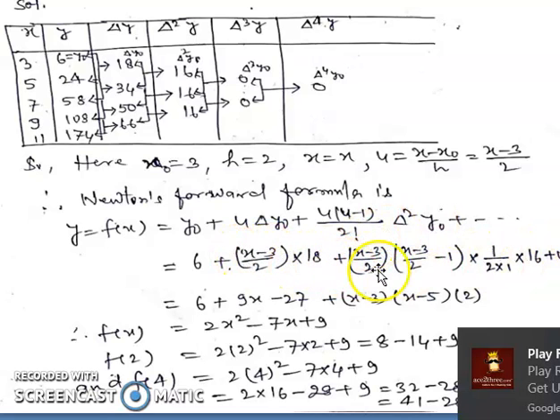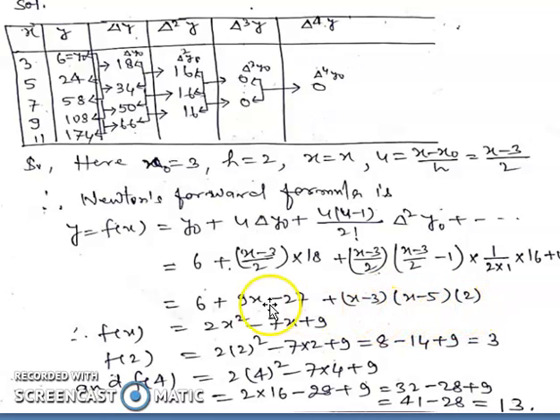On simplification of these steps, first is 6, then 9x minus 27, and after simplification of the next part, (x minus 3)(x minus 5) over 2. On solving, the result becomes 2x square minus 7x plus 9. So this is the polynomial result for the table: f(x) equals 2x square minus 7x plus 9. This is one part of the solution.